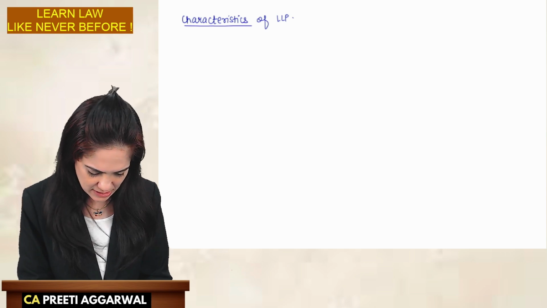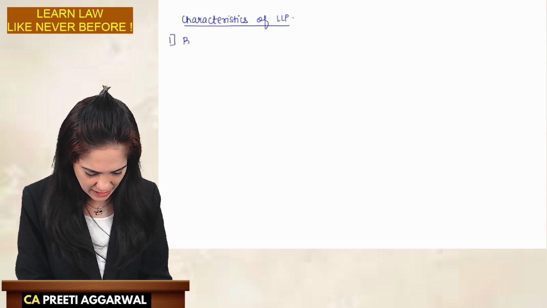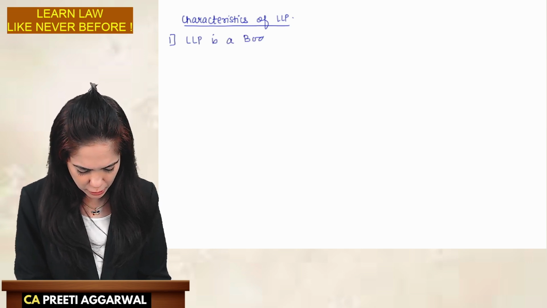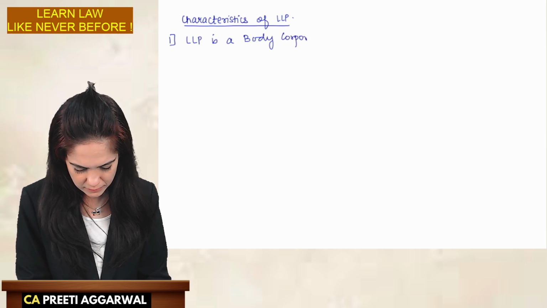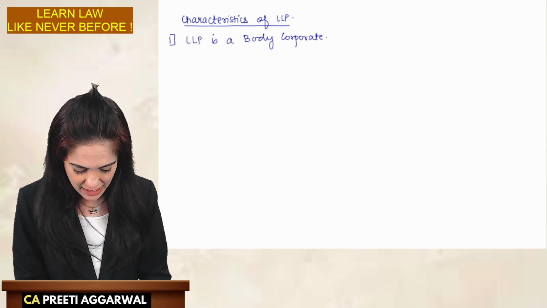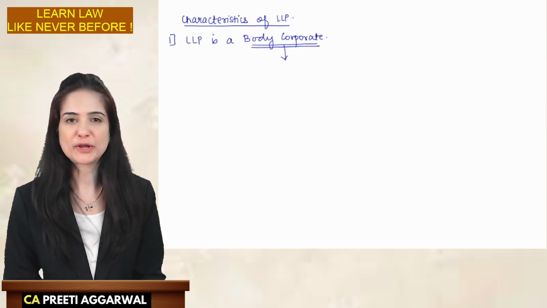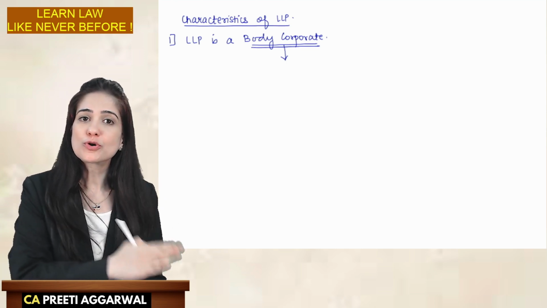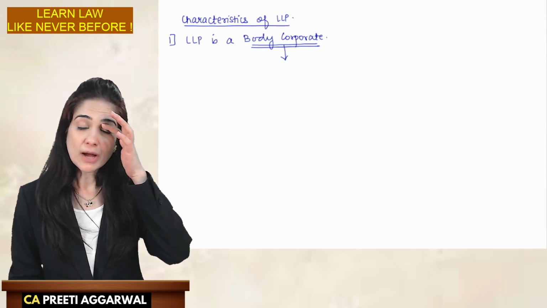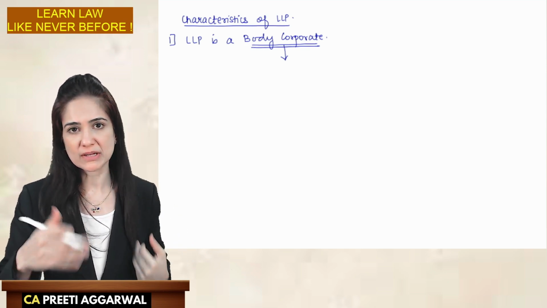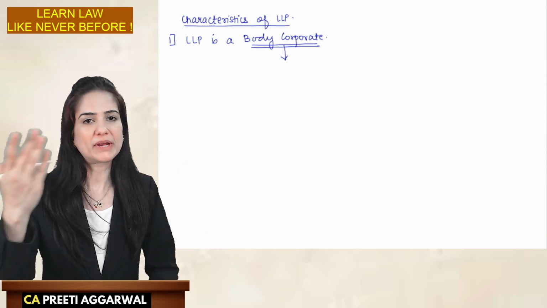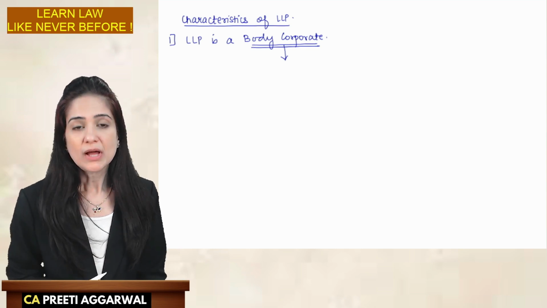The first characteristic of LLP is that LLP is a body corporate. Now, we had in my earlier session discussed the definition of body corporate. So, what is a body corporate? It means a company formed under Section 2, Clause 20 of the Companies Act. Yes, it is a company which is incorporated under the Companies Act. It means a company incorporated in India, outside India, LLP incorporated in India, outside India.